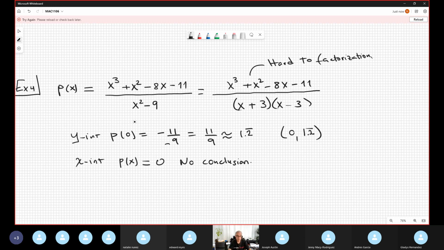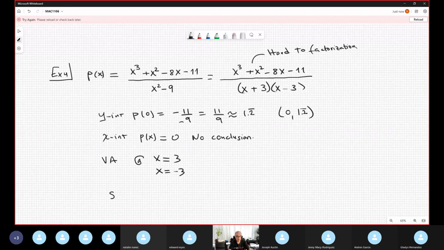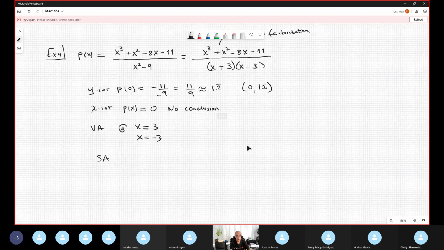Now, we have the vertical asymptotes at x equals 3 and negative 3. Yes or no? Okay, that part. We have a slant asymptote because the degree of the top is bigger than the bottom by 1. And you are doing the famous long division, or synthetic division, either way, the way you prefer.